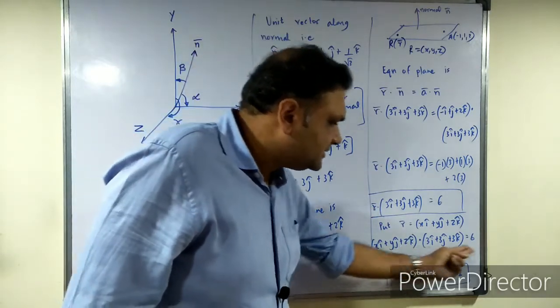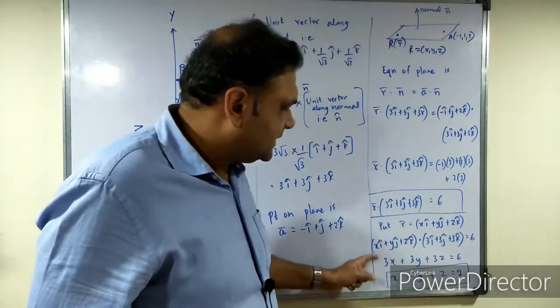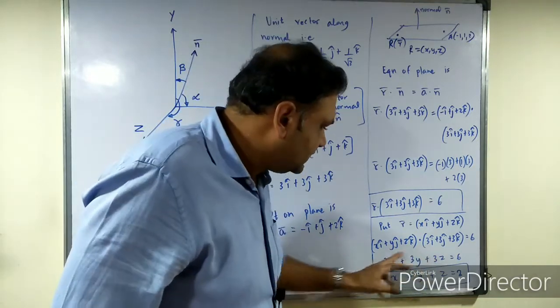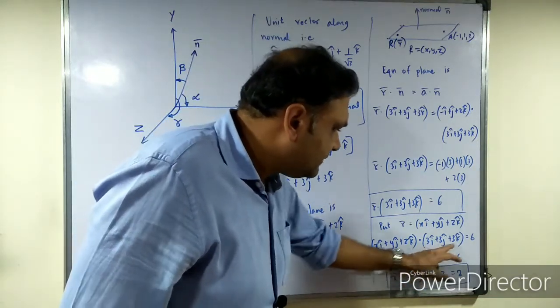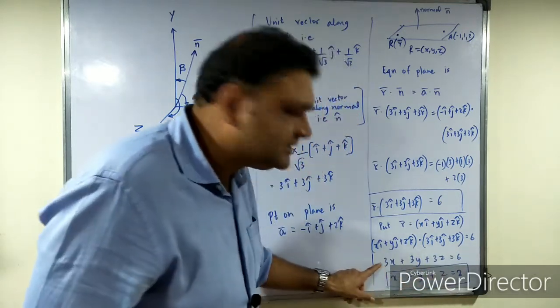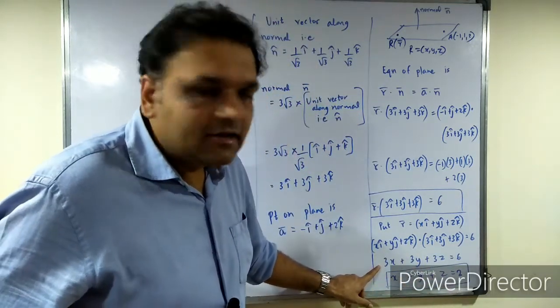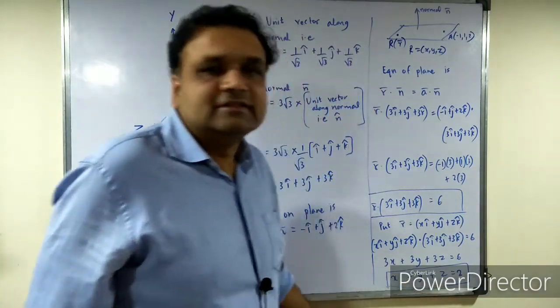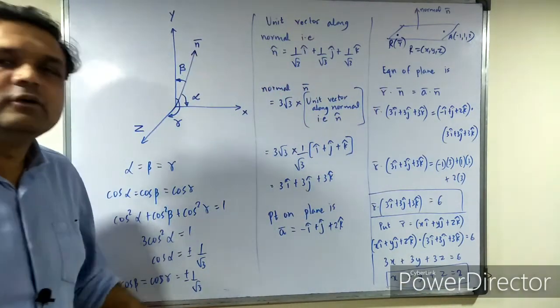You will put it here. So this dot this equals 6 and then just multiply the x, y, z coefficients and add, a simple dot product. So 3x plus 3y plus 3z equals 6. This is the Cartesian equation of the plane, and then I'll divide by 3. So x plus y plus z equals 2. This is the Cartesian equation of this plane. This is how we solve this problem.